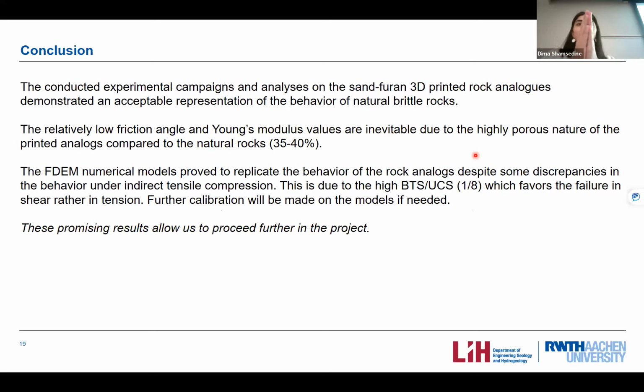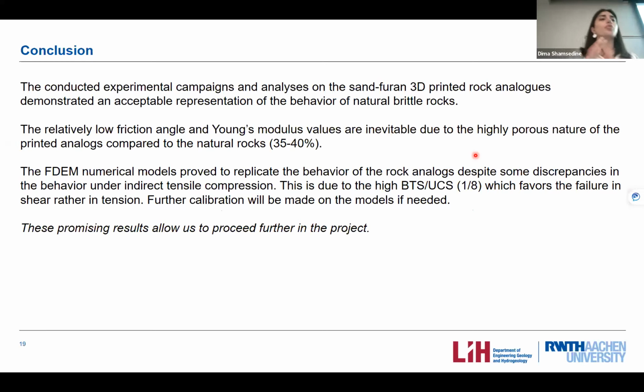The relatively low friction angle and Young's modulus values are inevitable, as I mentioned, due to the high porosity present in the samples, which is between 35 and 40%, compared to natural rocks that have a porosity of around 10 to 15%.